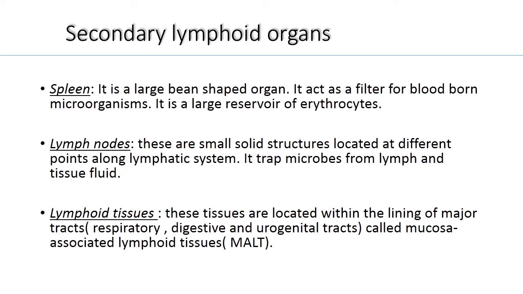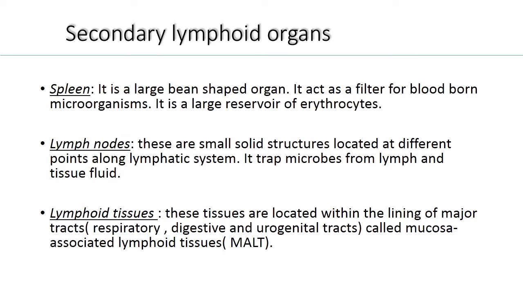One is the spleen. It is a large bean-shaped organ located towards the left part of our abdomen, in the upper abdominal region. The function of this organ is that it acts as a filter for blood-borne microorganisms. Whenever the blood passes through the spleen, it traps most of the microorganisms, so pathogens get trapped here itself. This is the main function of the spleen.